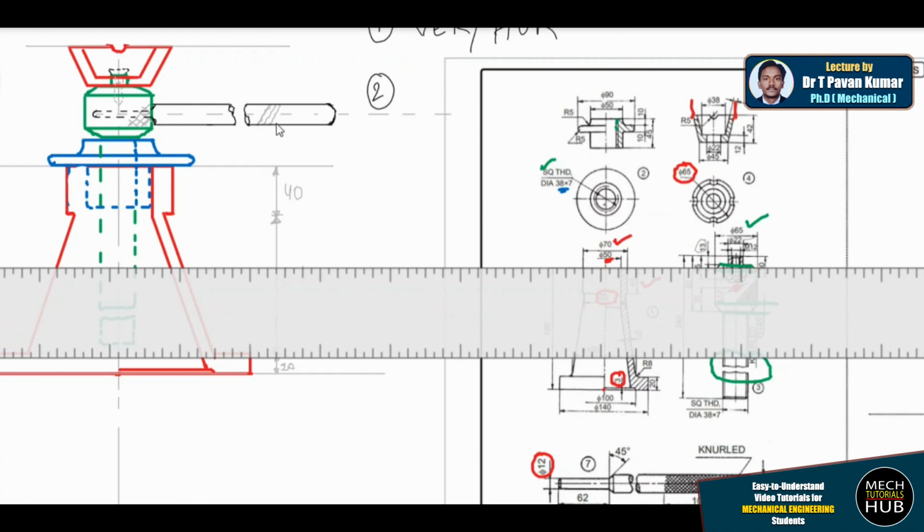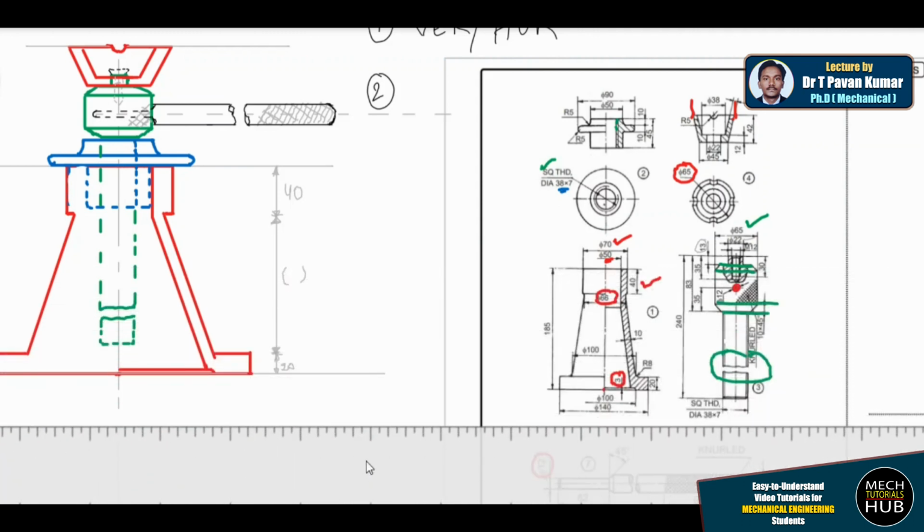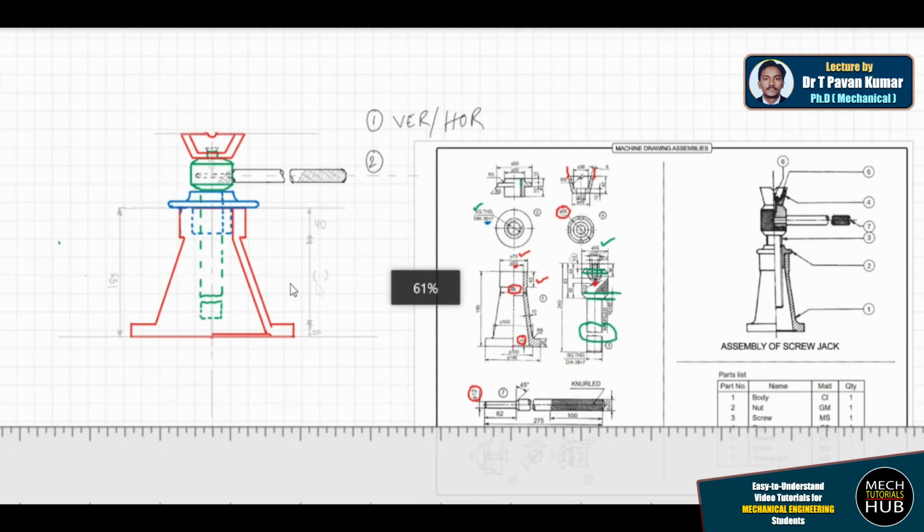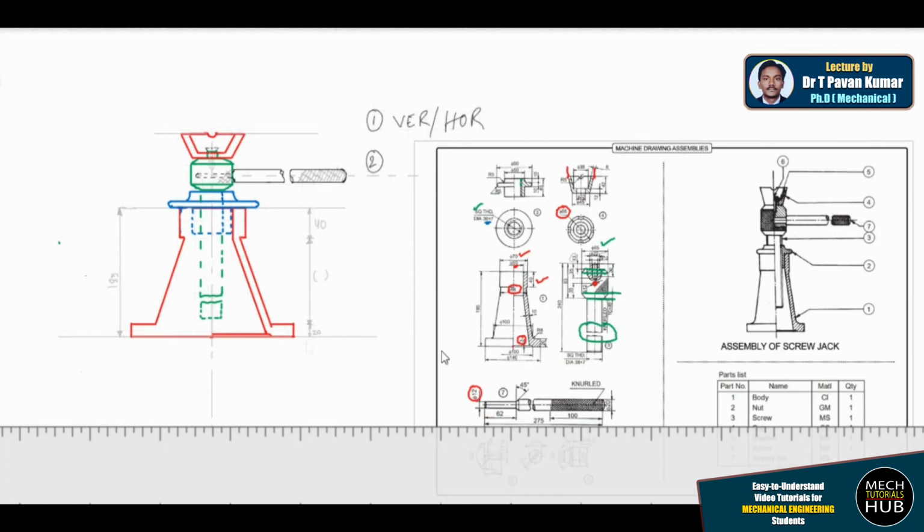knurling on it, something like this, at a 45 degree inclination, maintaining a gap of 2 mm. This is only for gripping purposes. I hope most of you have used this screw jack in and around. This is how it is going to be overall. Let me make it short so that you could see the solution. This is the solution that I have developed, and this is how you could see it here.